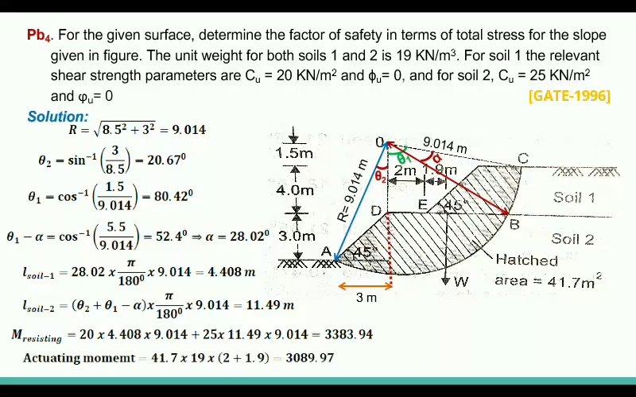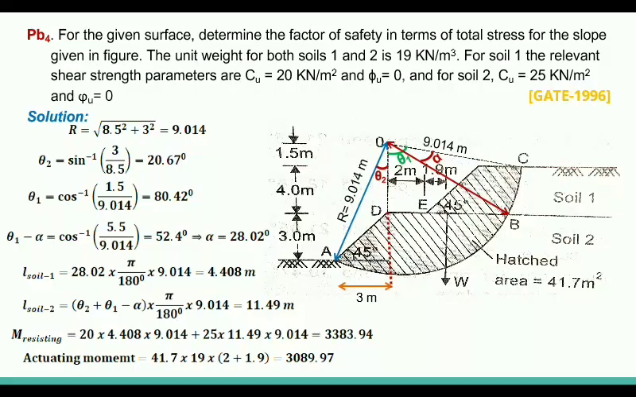Now we can calculate the disturbing moment, or overturning moment. For calculating the moment, we have to calculate the weight and then multiply by the distance. In the figure you can see the weight is acting at some point, and the perpendicular distance between the line of action of the weight and the point O is given as 2 meter plus 1.5 meter, so it would be 3.9 meter. The area is given as 41.7. So area into unit weight into the perpendicular distance between the line of action of the weight and O. That also we get 3089.97.